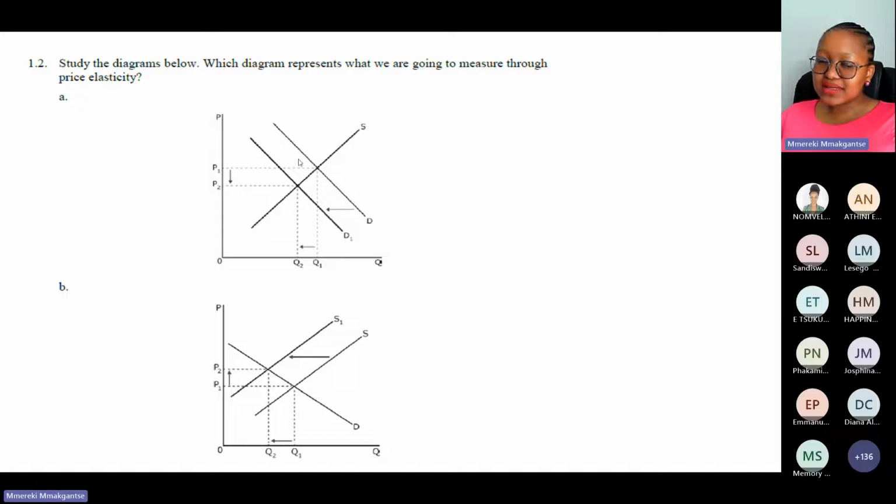When you look at diagram A, it represents the impact of a change in demand. We can see here our D curve, a change in demand on the price and quantity, which is not what we will measure.